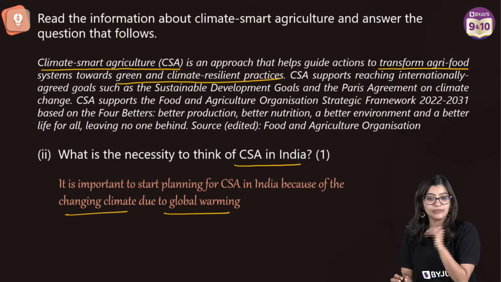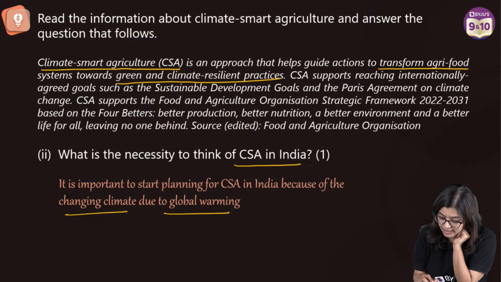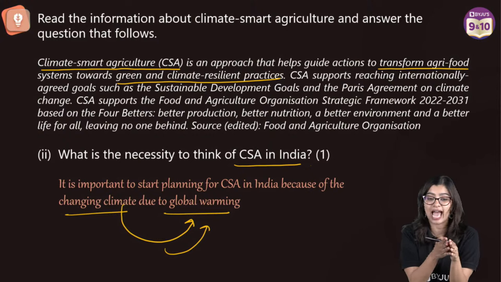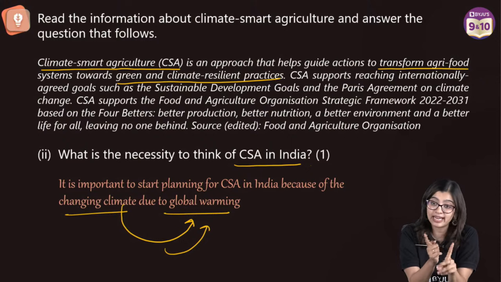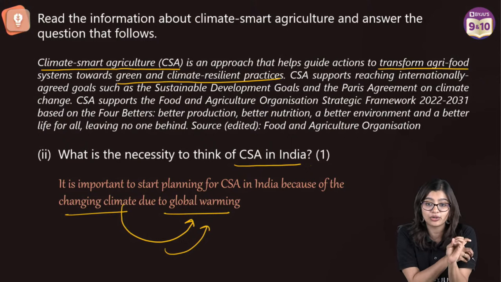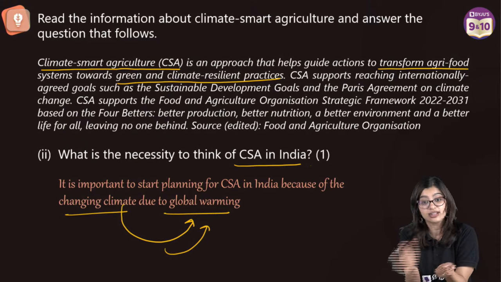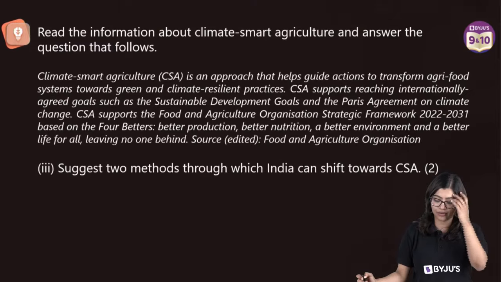of global warming, what do you see? We observe that there is a need to shift towards green and sustainable or climate resilient practices. Very good. But along with that, what do we need to know? We need to make it a point that we are aware that the reason for sustainable development is this. So you will get 1 mark for the same.